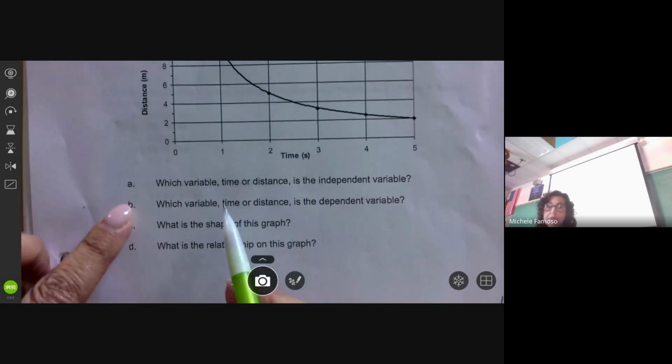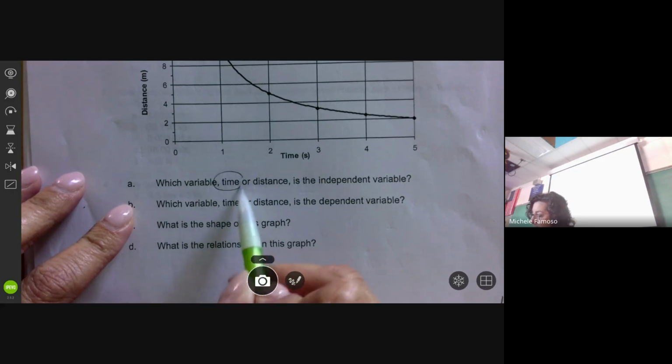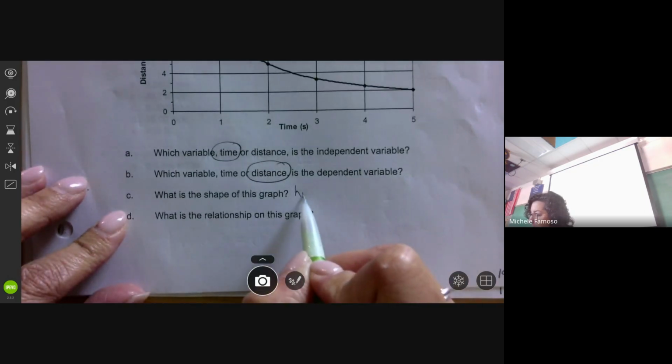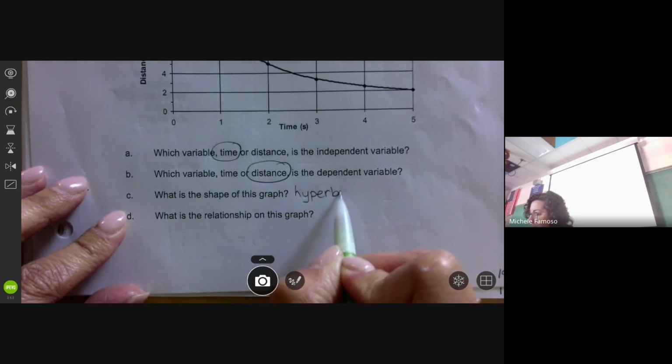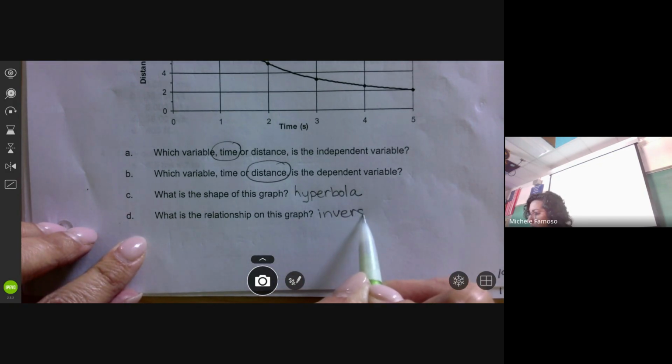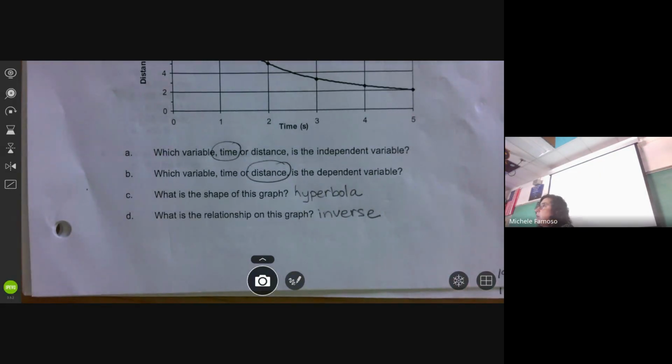Okay. Number 3 we did together. So number 4, you should have said that time is your independent variable. Distance is the dependent one. This shape you should have said was a hyperbola. And the relationship you should have indicated was inverse. Any questions? Yes, Dan.